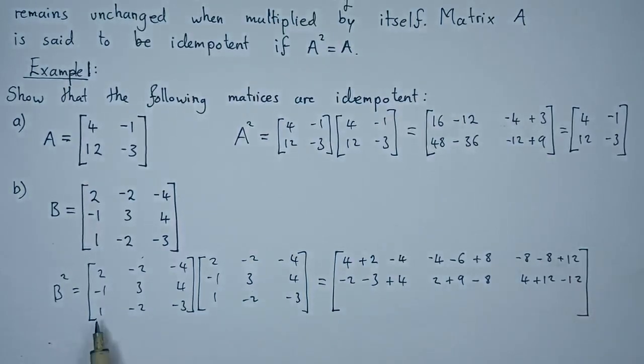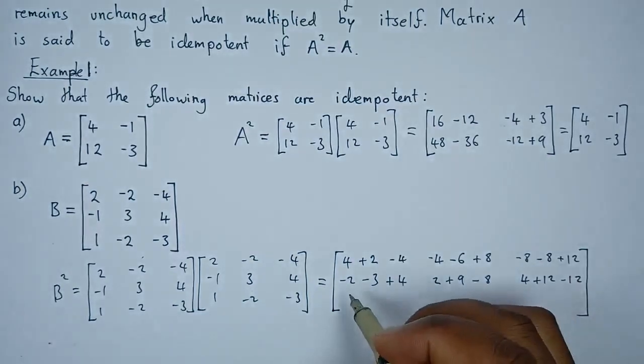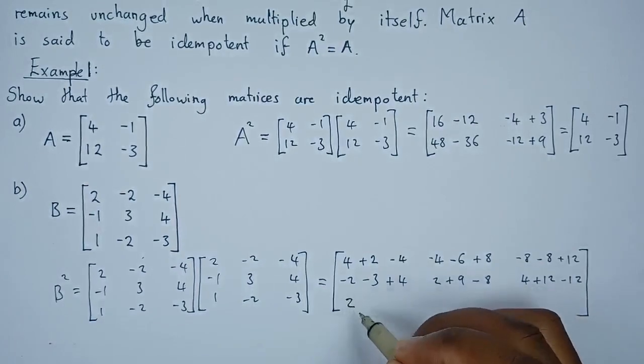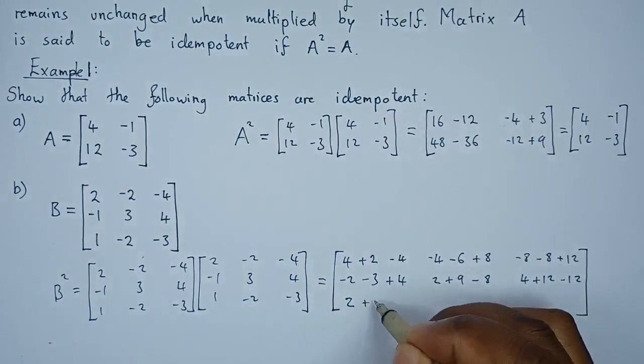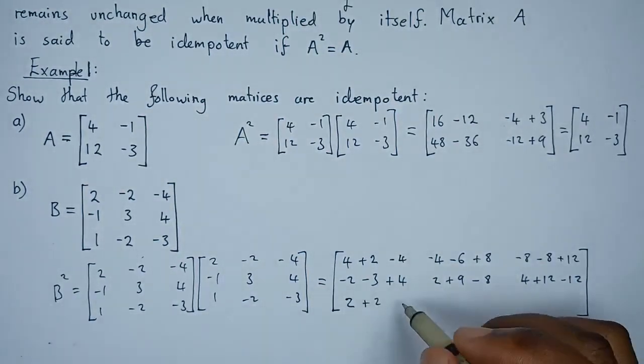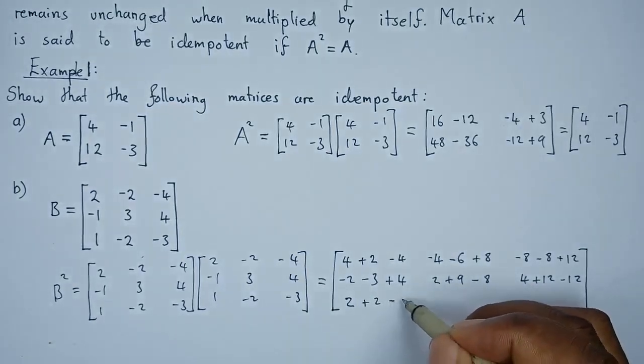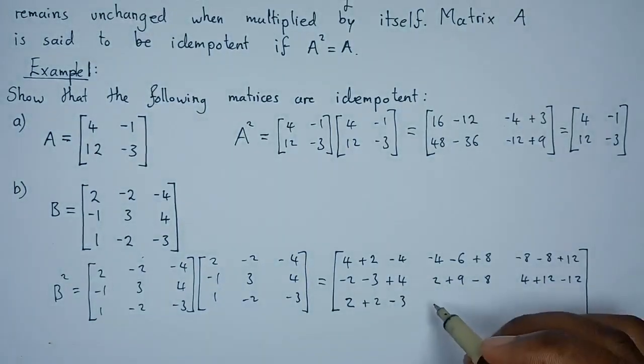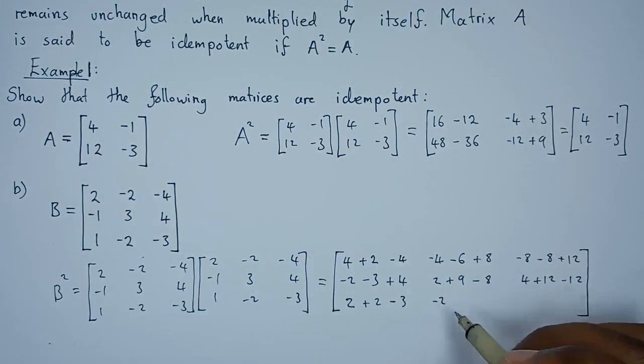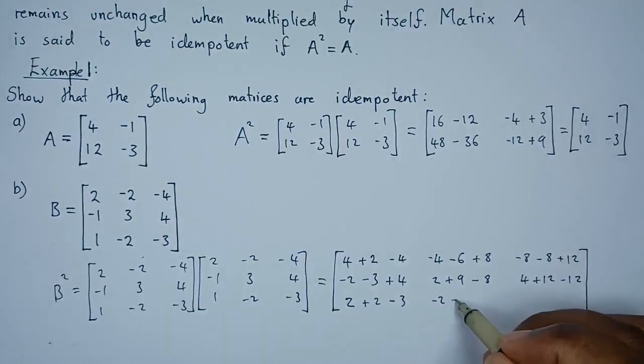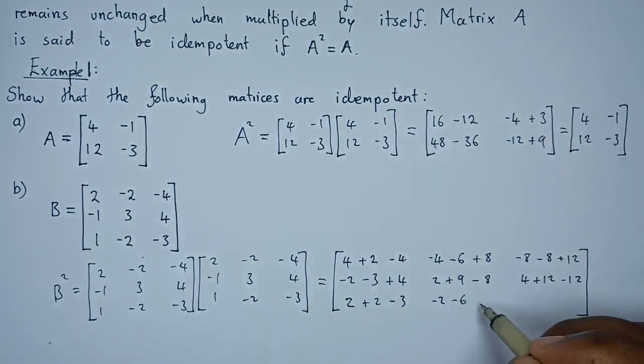Okay. So third row, 1 times 2, we'll get a 2. Here we'll have a positive 2 again. Then lastly, we'll have a minus 3. Here we'll have negative 2. Here we're going to have a minus 6. Then here we'll have a positive 6.